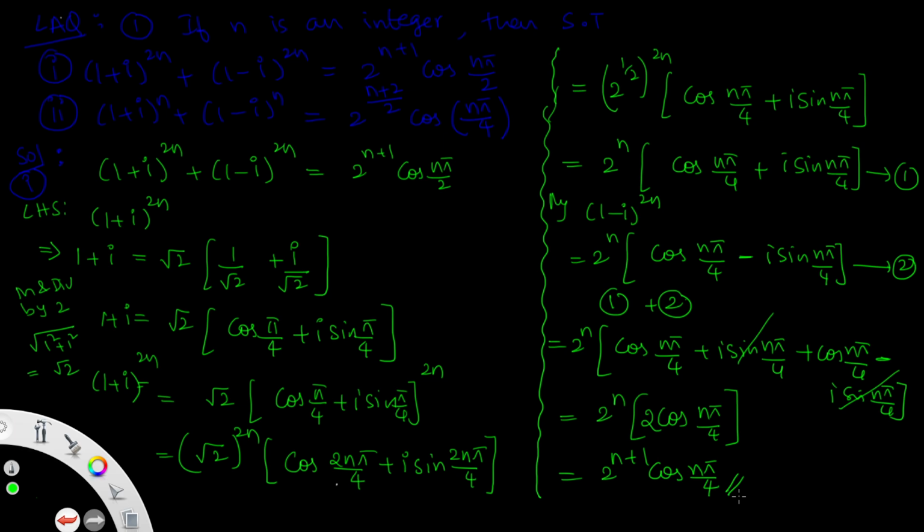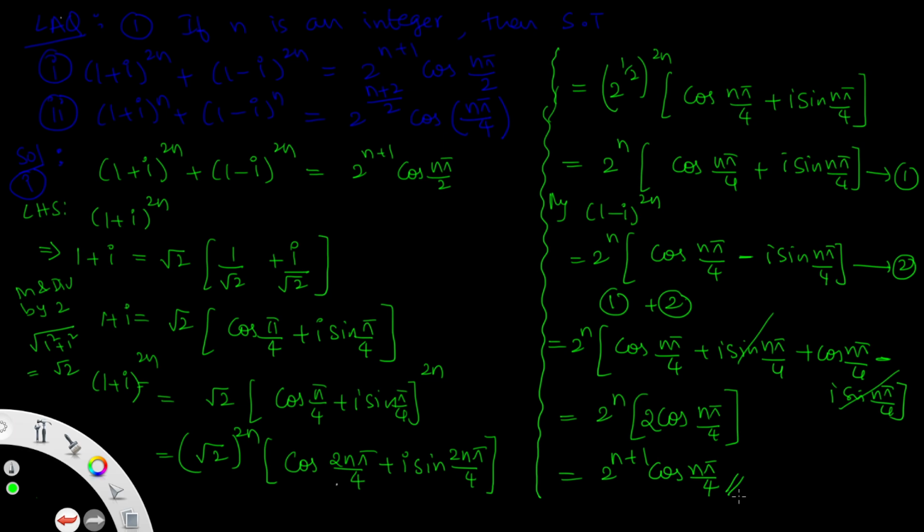We have to prove this. For the LHS I am taking (1 plus i) to the power of 2n. So 1 plus i equals root 2, because root 2 is its modulus, in the form of root of x square plus y square. So by writing root 2 and multiplying and dividing with root 2, we get root 2 into (1 by root 2 plus i by root 2), that is root 2 (cos pi by 4 plus i sin pi by 4).